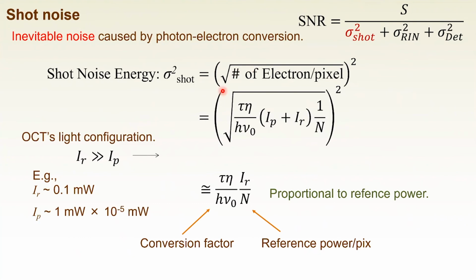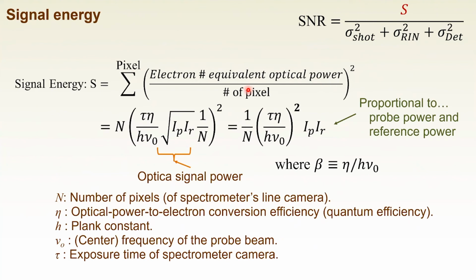And then the shot noise energy is defined by this equation. It's the number of electrons per pixel, square root, and it becomes squared to make it an energy, right? The amplitude of the shot noise is the square root, but immediately it becomes squared. So technically speaking, this square root is gone sooner or later. And the point is the number of electrons per pixel. It is exactly the same as this guy.